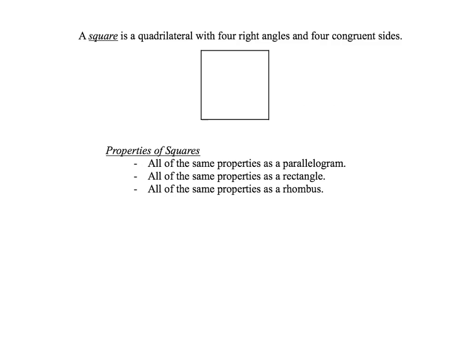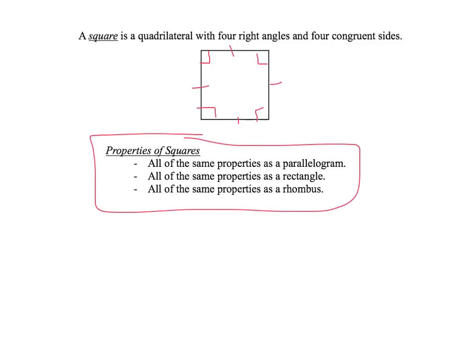Next is a square. A square is pretty easy. It's just a compilation of a parallelogram, a rectangle, and a rhombus. One thing that's particular about squares is that we have our 4 right angles, but we also have our 4 congruent sides. If you want to know the properties of squares, you have the 5 properties of your parallelogram, the properties of your rectangle, and the properties of your rhombus.